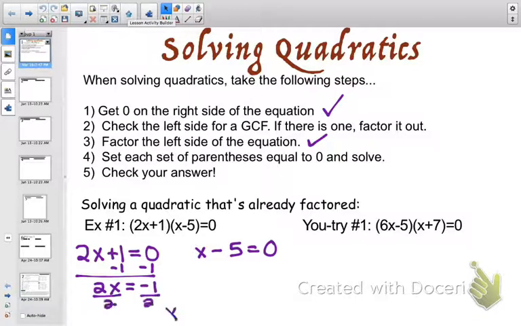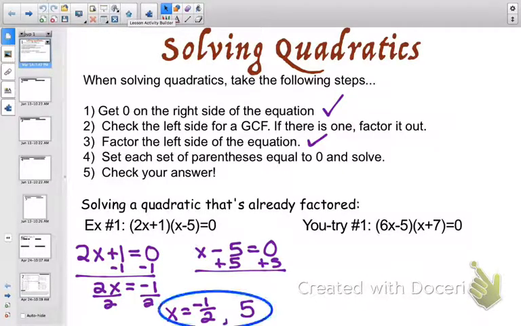So again, on the left we got a two-step equation, on the right, one-step equation. So we have two solutions. Go ahead and do the U-try.